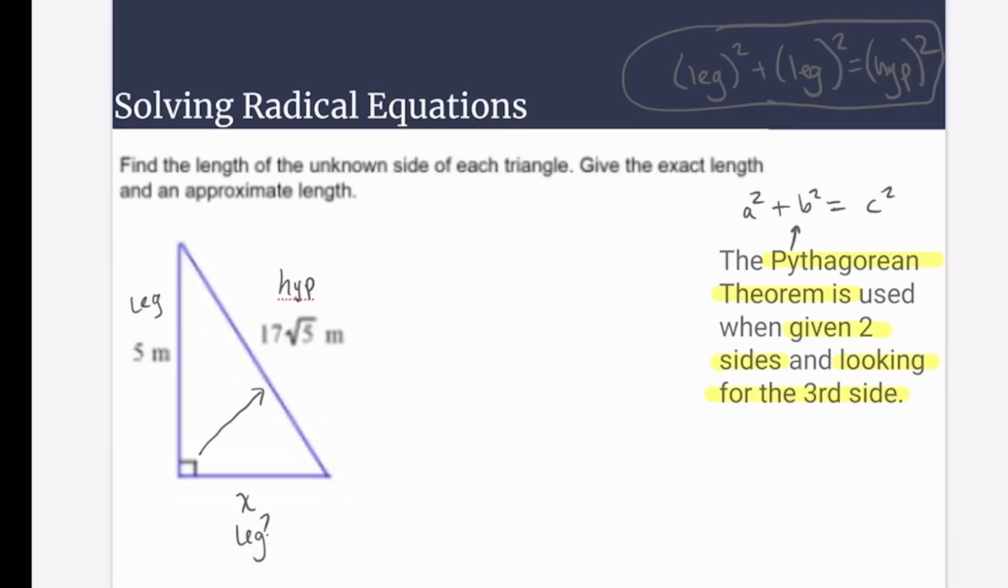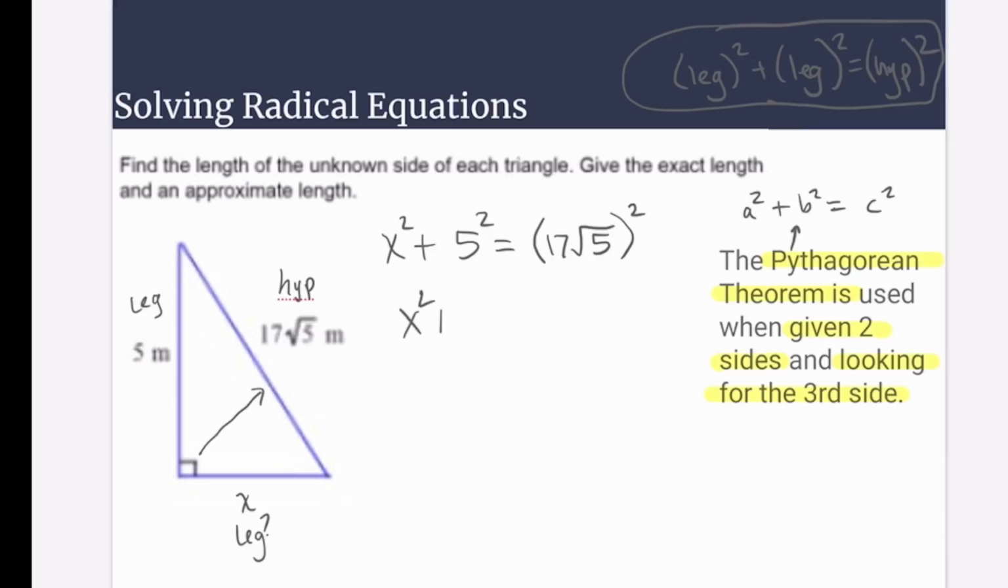So we have a leg, let's say this bottom leg first, x squared plus the other leg, 5 squared, and this is going to equal the hypotenuse, which is 17 radical 5 squared. So we have a radical inside an equation, but it's kind of a lie. It's going to go away.